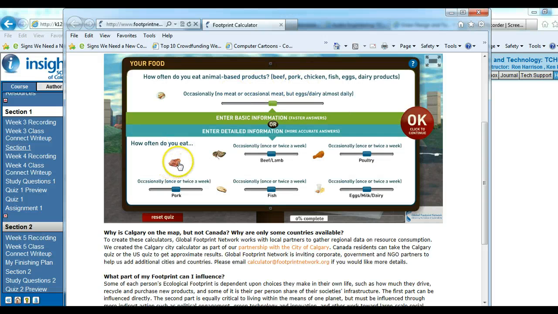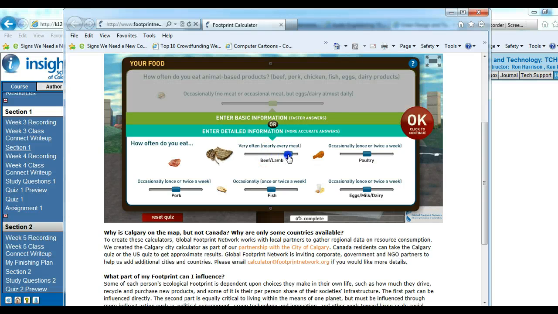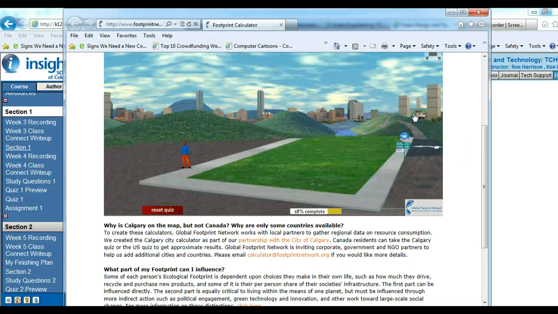Into basic. Okay, how often do I eat meat, beef, or lamb? Occasionally, once or twice a week. So beef and lamb, I'd say probably once or twice a week. Poultry, once or twice a week. Once or twice a week on fish and pork. And then eggs and dairy, I eat nearly every day. I have an egg for almost every breakfast.